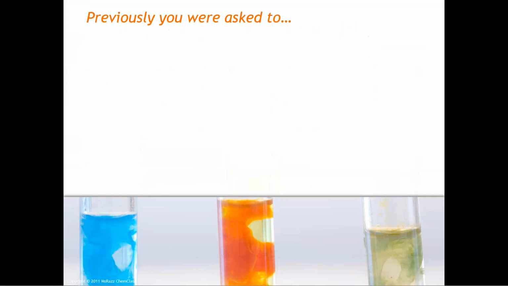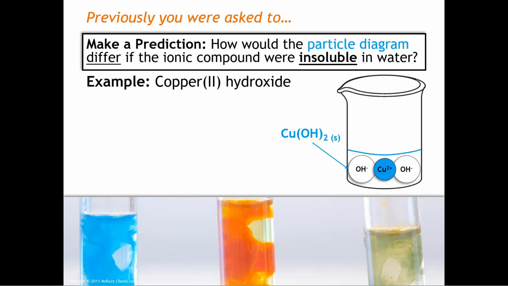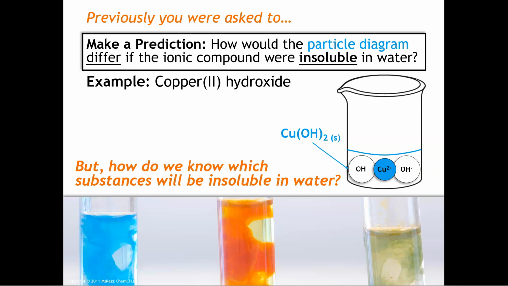So recall in the last lesson, you were asked to make a prediction about what the particle diagram would look like for an insoluble compound. And you may have had the question, well, how do I know which substances will be insoluble in water? Well, in chemistry, there are these things called solubility rules that chemists will memorize so they know which substances are going to be insoluble. Now, for your purposes, more than likely your teacher will give you a table that you will just use in order to determine the solubility. You won't actually have to memorize these rules.